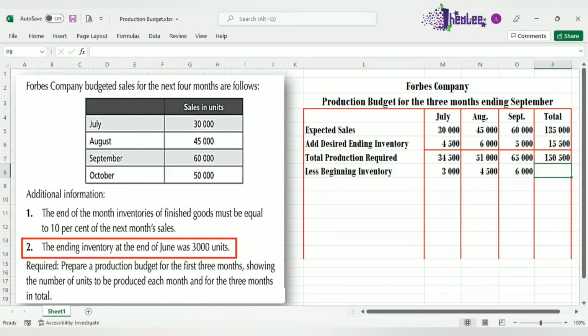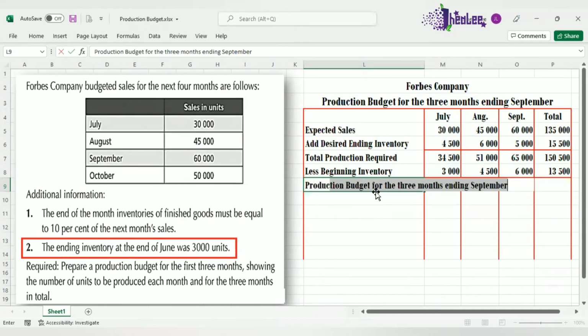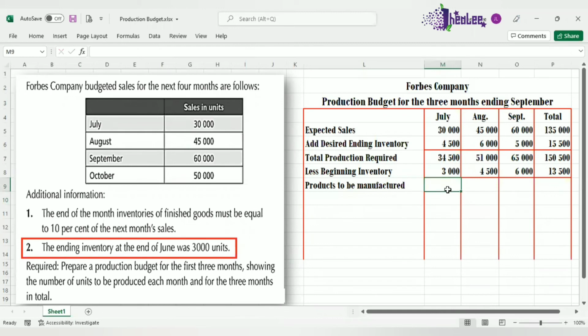So it now becomes the opening inventory for September. And now we're going to put in our total. Our total is 3,000 plus 4,500 plus 6,000. And that gives us a total of $13,500. And we're now on to the final stage where we're going to generate the products to be manufactured.